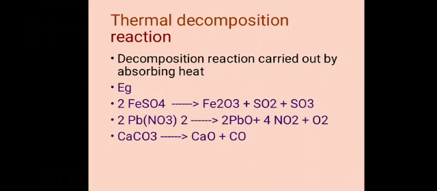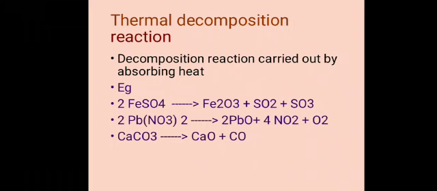The examples we have to study are the decomposition of ferrous sulfate. Ferrous sulfate on heating produces ferric oxide Fe2O3 plus SO2 plus SO3. Like that, lead nitrate, Pb(NO3)2, when we are heating, breaks down to produce lead oxide, nitrogen dioxide and oxygen. Like that, calcium carbonate on heating decomposes to produce calcium oxide and carbon dioxide. Here it is not CO, it is CO2.